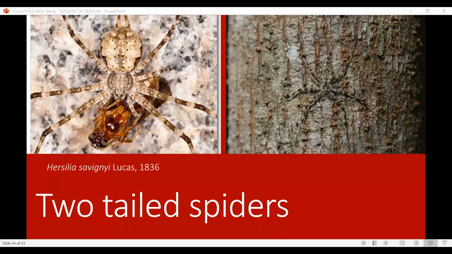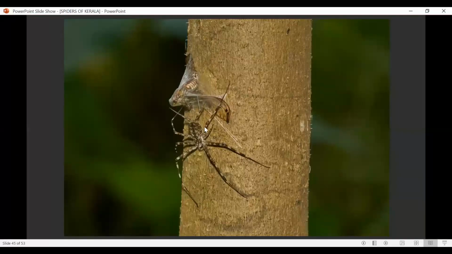Here they are not building any proper web. In the next slide, I will show you how they are making their web. Here you can see the way they are capturing prey. Those spinnerets are positioned in a diverged manner. They will be casting the web over the prey, and the prey will then be wrapped with the silk, and they will then bite and capture it and feed on the prey. That is the mechanism by which these Hersiliidae, or two-tailed spiders, capture prey.